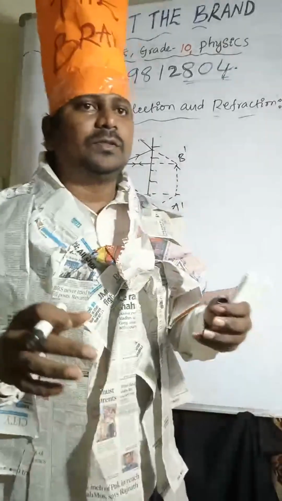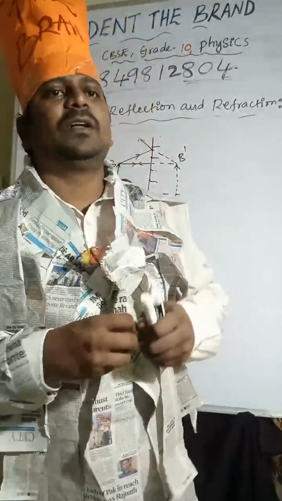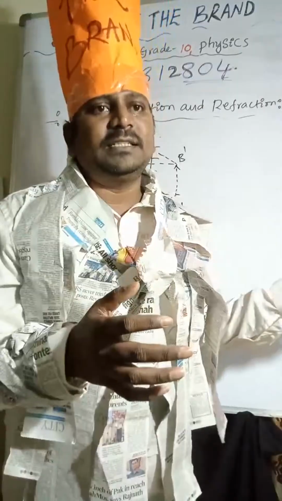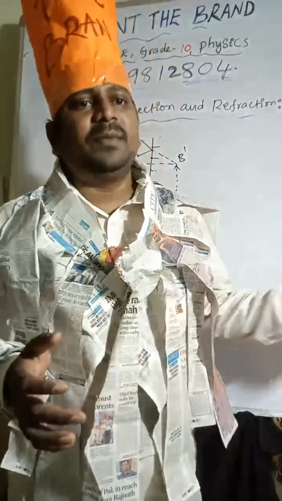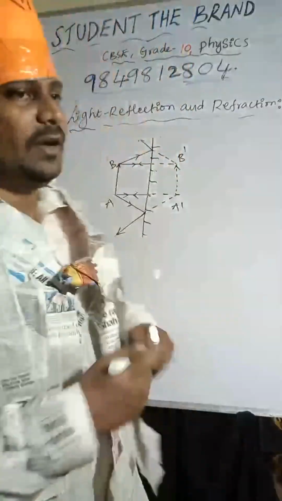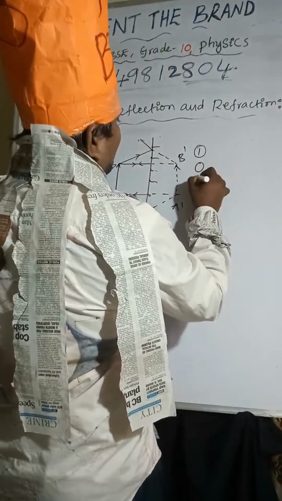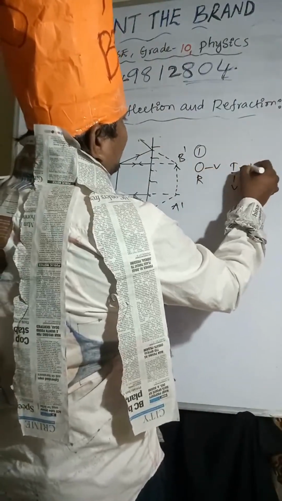As we discussed in the previous examples, if the object is real, the image is virtual. If the object is virtual, the image is real. So point number one: the object is real, the image is virtual.